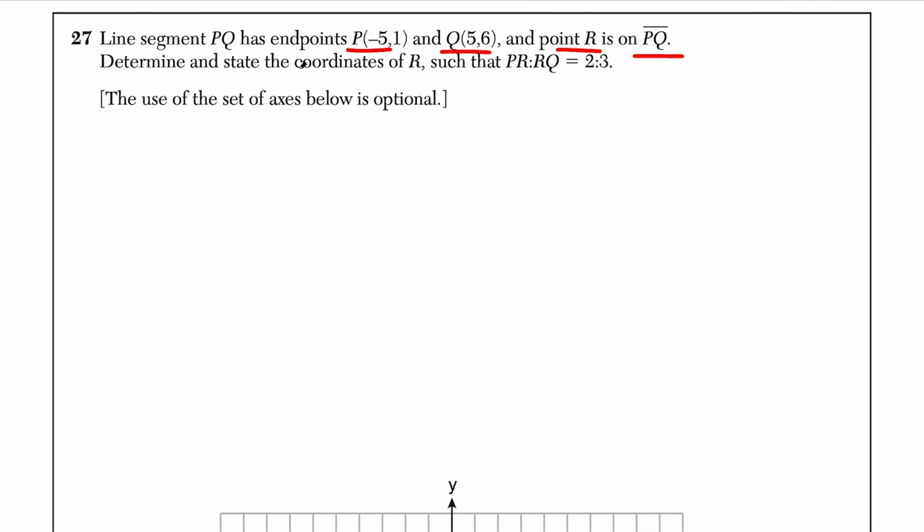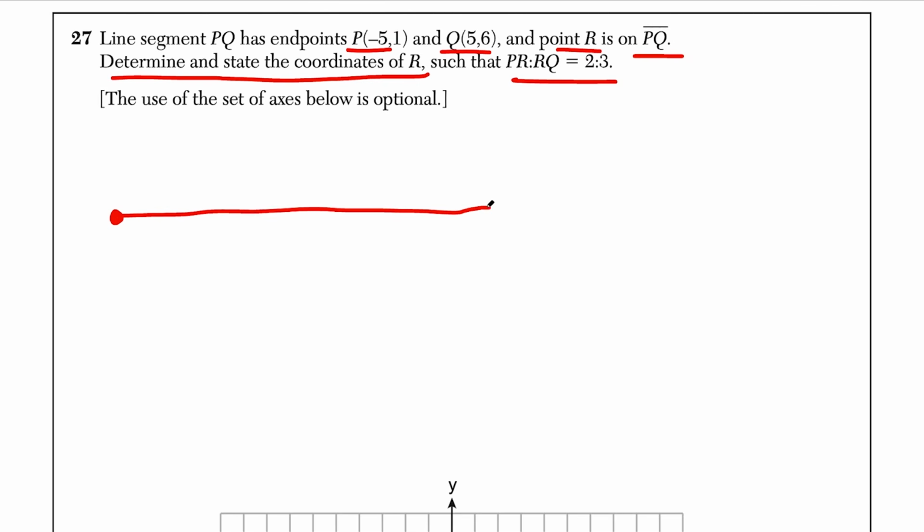Question 27, we have line segment PQ has these endpoints here, and we're told that point R is on line segment PQ, and we have to determine and state the coordinates of R such that the ratio of PR to RQ is 2 to 3. So what I'm looking at here is, I imagine we have this line segment, and I could draw this on the graph, but I personally like to do it off to the side, because if the answer for the coordinates of R was in decimal form, that's going to be really hard to see on a graph.